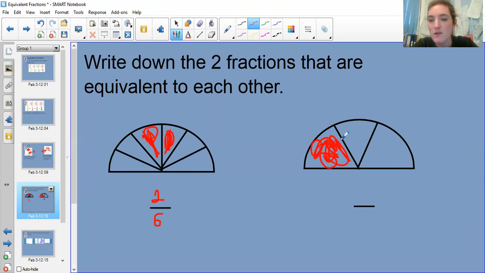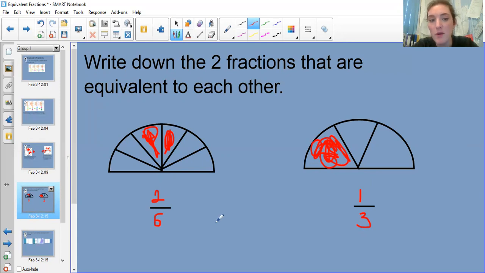What about our semicircle here? Well, we know it's cut into 3 parts in total. 1, 2, 3, and one part of it is coloured in red. So 1/3 of our semicircle is coloured in red. Now, these fractions are equal to each other.